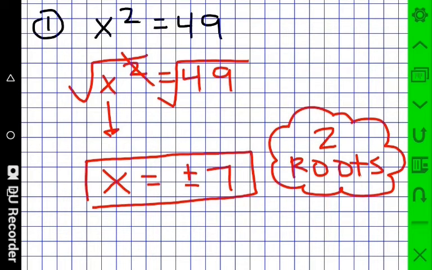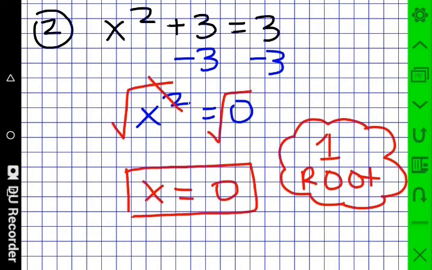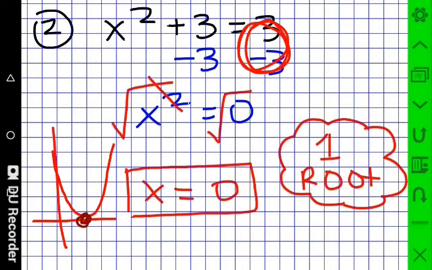Here's the first one. X squared equals 49. I square root both sides. 49 is a positive number, so I get 2 roots. Plus 7, minus 7. X equals 7. X equals -7. Check out the next one. I subtract 3. 3 minus 3 is 0. I create a 0 pair, and I have a 0 over here. I take the square root of 0, and 0 is 0, so you get 1 root, meaning it would cross 1 time. That's it.